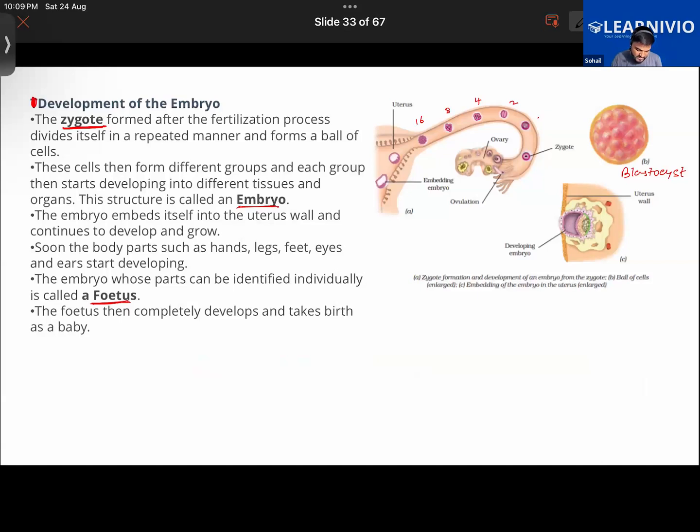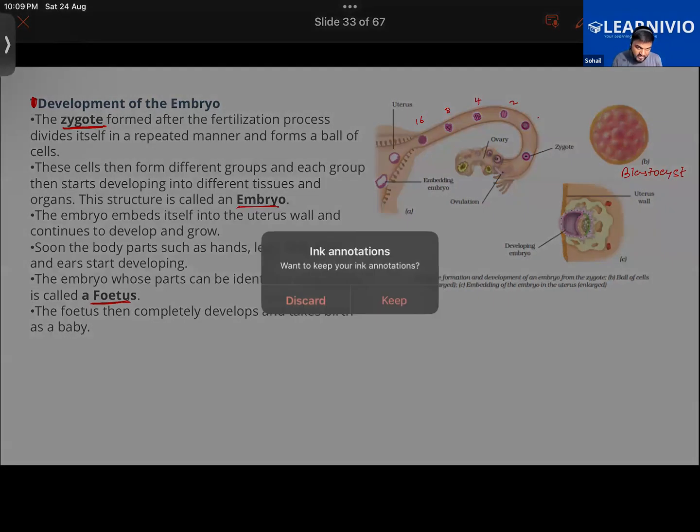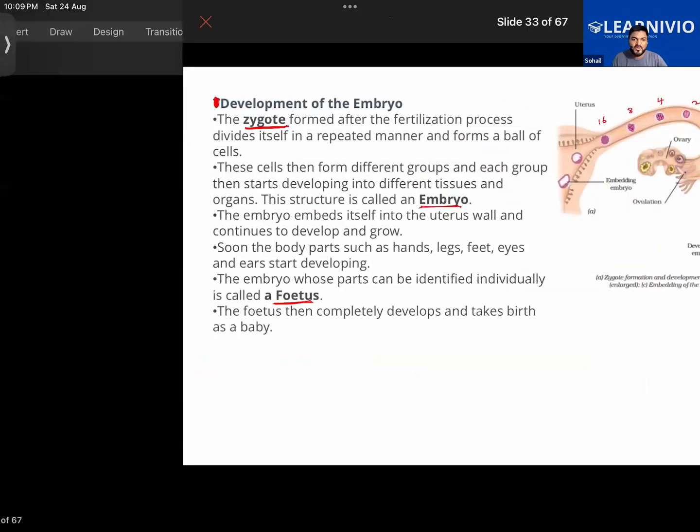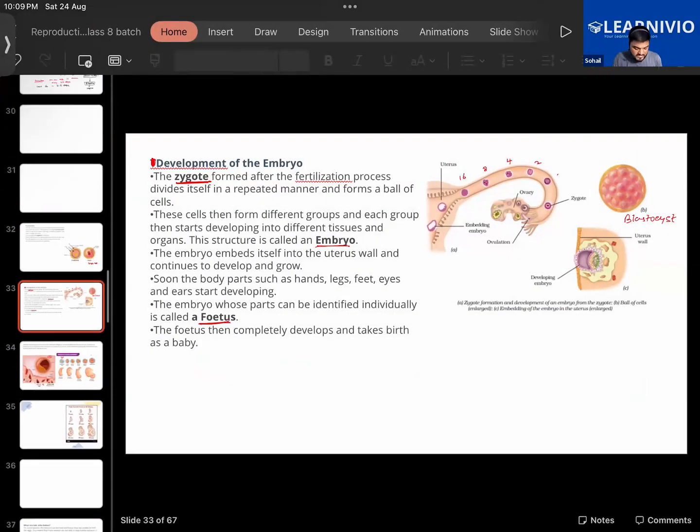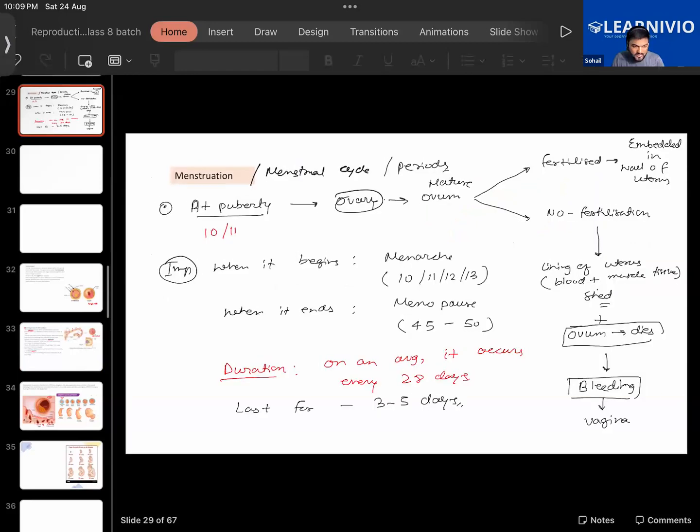Right now, we'll be learning about development of the embryo. By the way, there was one more aspect I would like to discuss about menstruation. Awareness needs to be raised regarding this. In society, awareness needs to be raised on this issue.